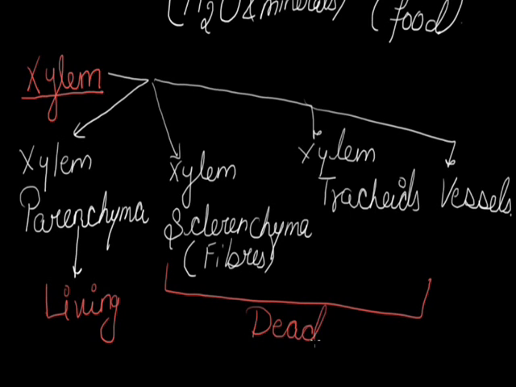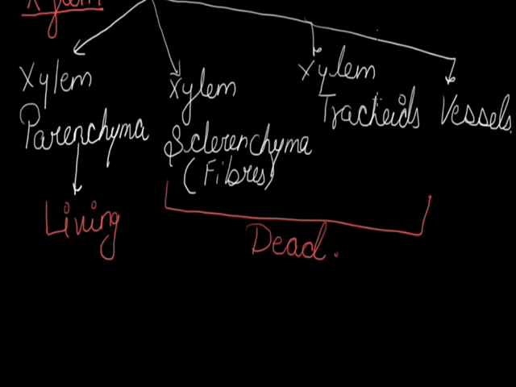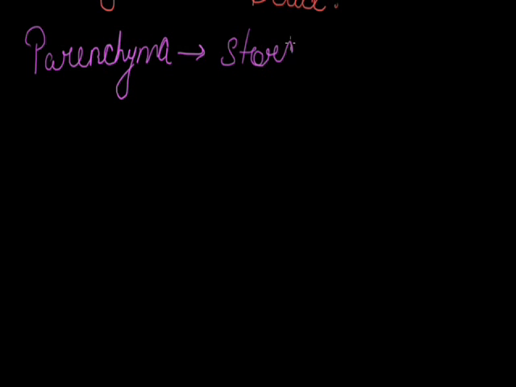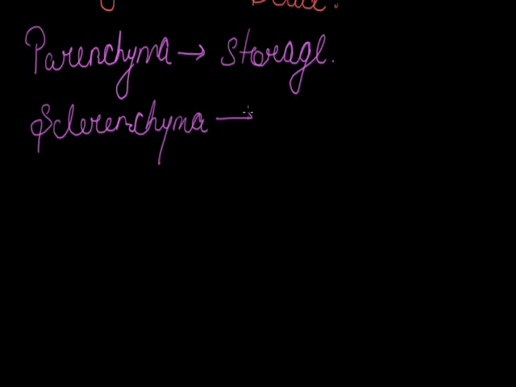So we can say that most of the tissue present in xylem is dead. Next, parenchyma in xylem is utilized for storage purposes. Next, sclerenchyma is utilized for hardness and toughness, or protection to the plant.